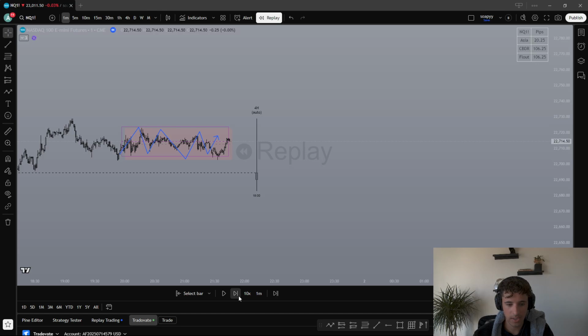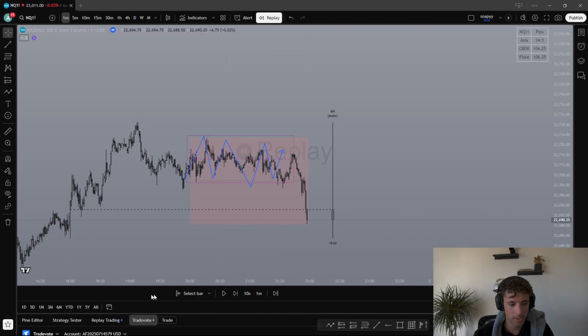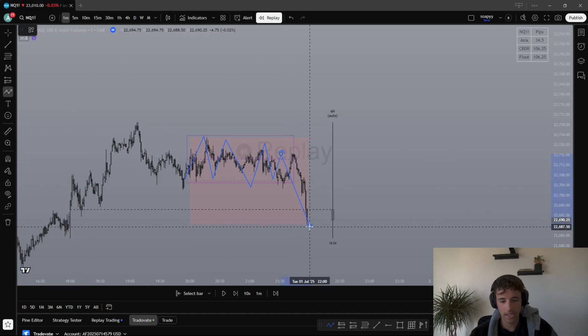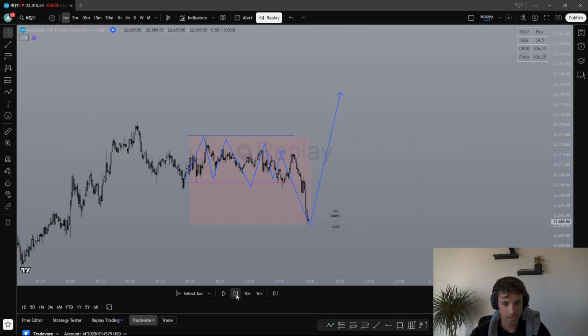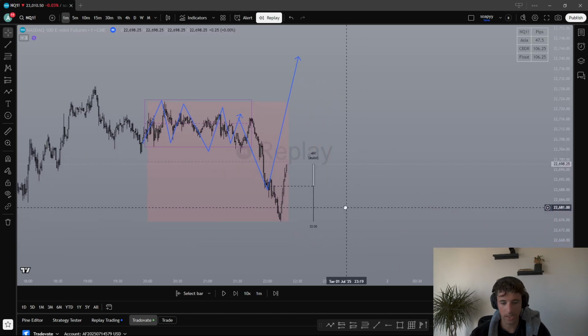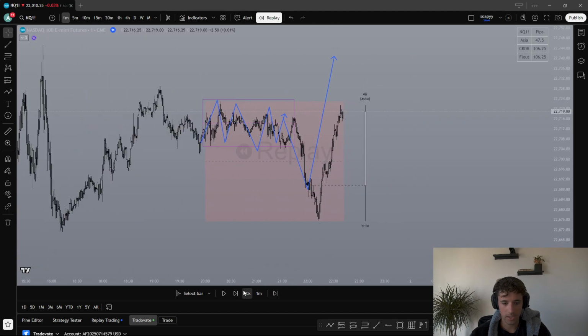And we can see it does a little pullback. We push down, we sweep that low. We sweep below the open. So we take that low, and then we end up pushing higher. There we go. So the new 10 a.m. opens, puts in a low, and then pushes higher.